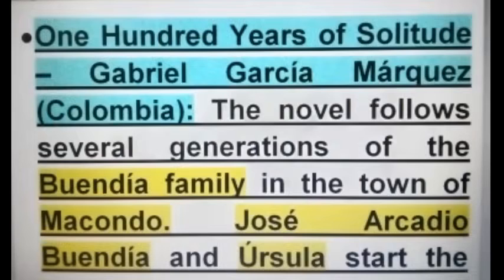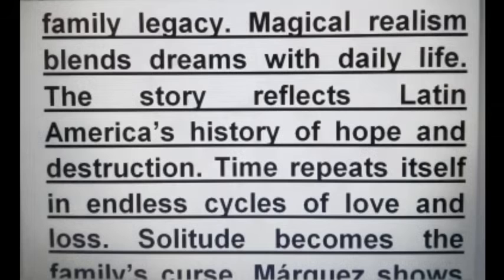The next work is from Colombia, that is Gabriel Garcia Marquez's work 100 Years of Solitude. The novel follows several generations of the Buendia family in the town of Macondo. Jose Arcadio Buendia and Ursula start the family legacy. Magical realism blends dream with daily life.